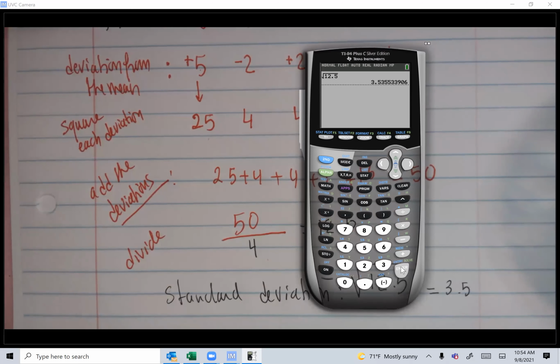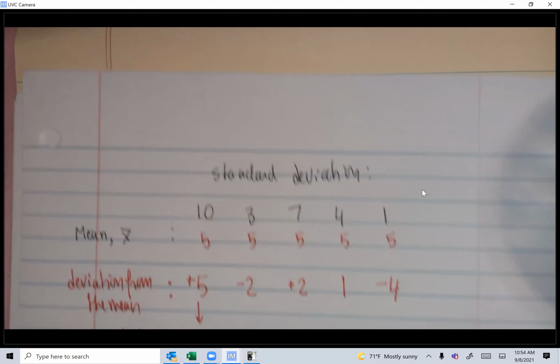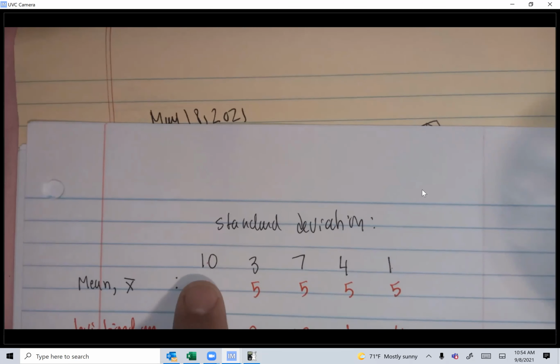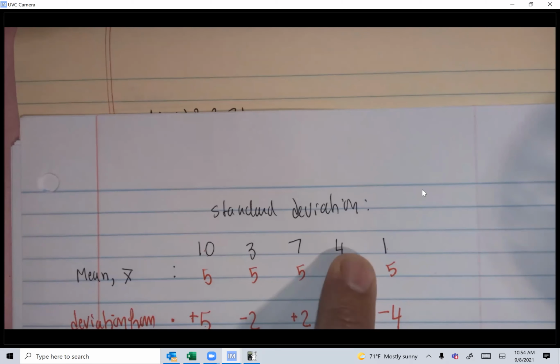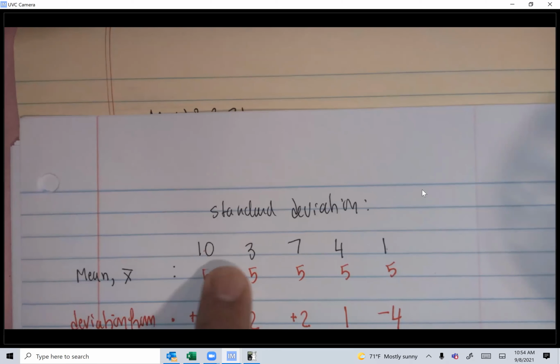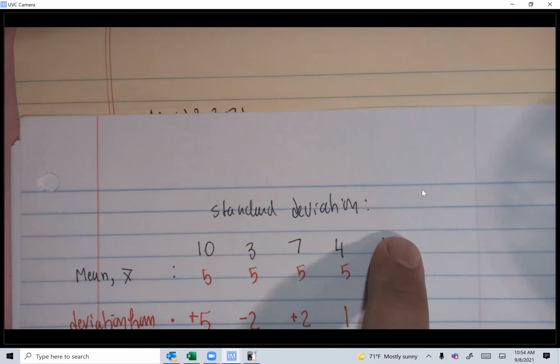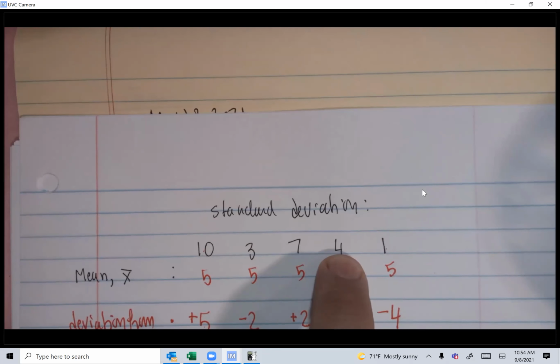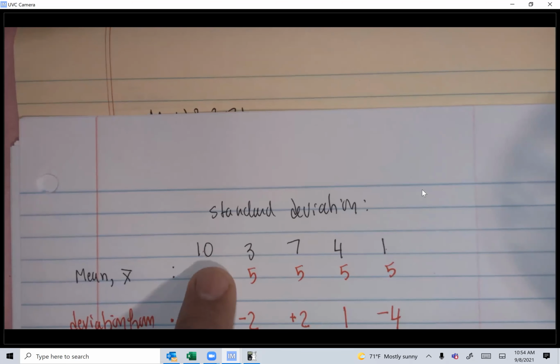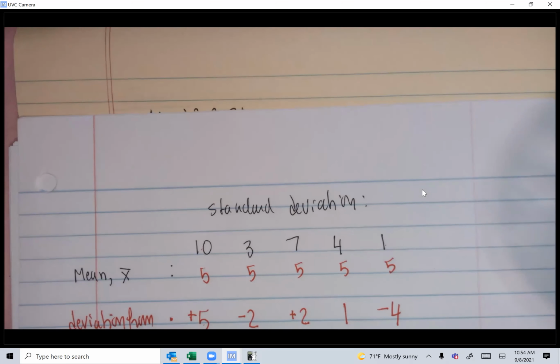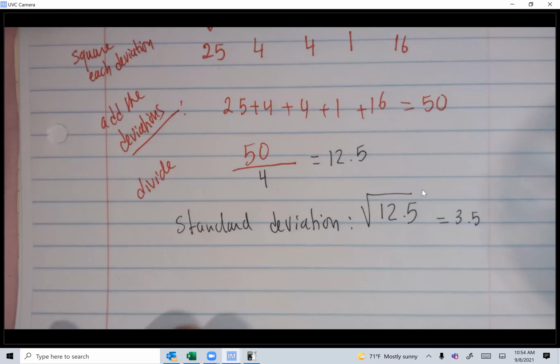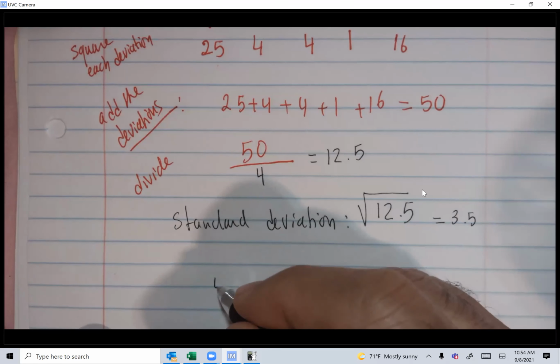Now, my question to you guys, is 3.5 a large standard deviation when you look at the data values? Well, yeah, 3.5, if you look at those values, it is large because these values are small. Look, the standard deviation is larger than one of the values, which is 3. It's larger than 1. It's almost equal to 4. So that's a large standard deviation. That means there is so much deviation just in this data set. So 10, 3, 7, 4, 1 produced a very large standard deviation, which was a 3.5. Now, if I give you this data set, guys, and ask you to find the standard deviation.